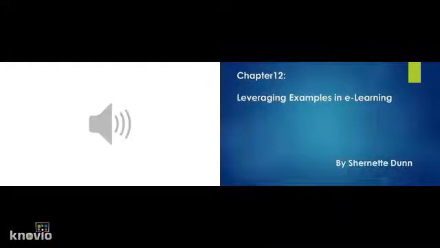Welcome to Chapter 12. In this chapter, you will learn about a specific type of example called worked example. It is one of the most powerful and popular methods you can use to help learners build complex cognitive skills. Worked examples are beneficial when the content is complex and uses several of the other principles discussed in the previous chapters.